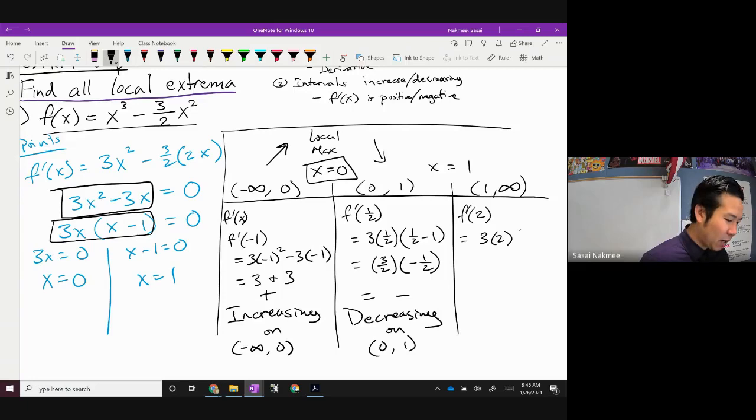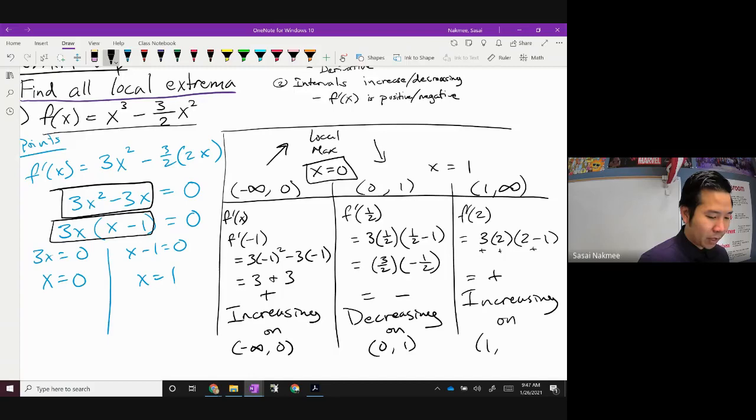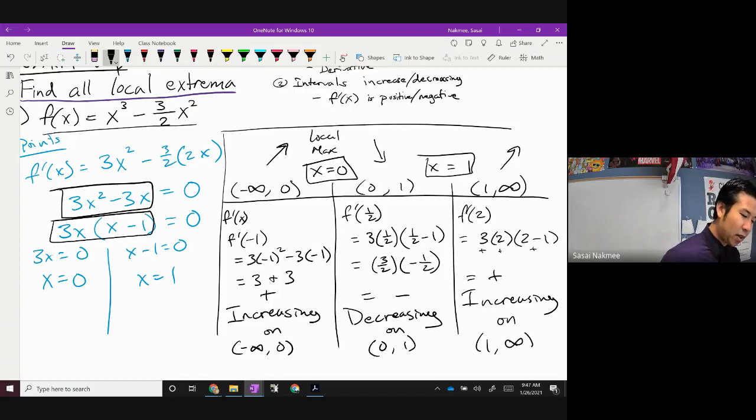3 times positive 2 times 2 minus 1. Hopefully you guys can see a positive number times a positive number times a positive number. This is going to equal a positive number, which is telling me that this thing is increasing on this interval from 1 to infinity. So it's going up like that. So this is also a relative extrema, a local extrema, isn't it? Except this one is going to be a local min. Yeah, that's right.